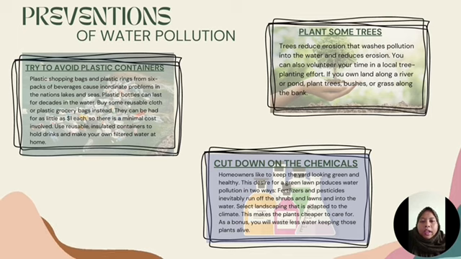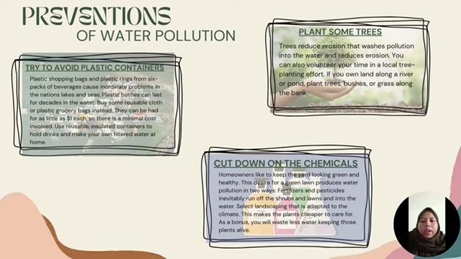The second one is planting trees, which prevents runoff from washing into the water and reduces erosion. You can also volunteer your time in a local tree planting effort. If you own land along a river or pond, plant some trees, bushes, or grass along the bank to avoid water pollution.